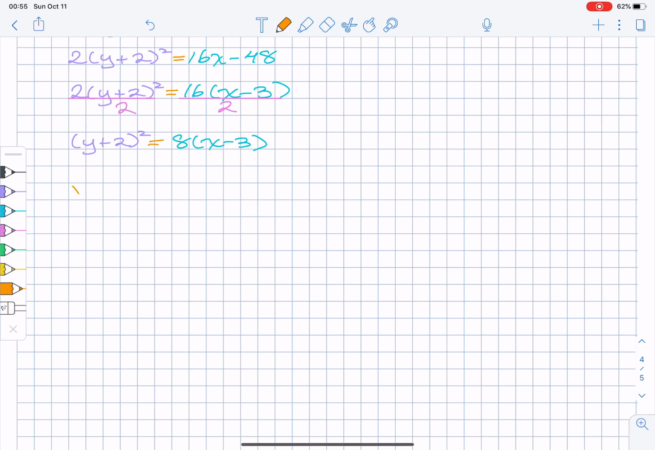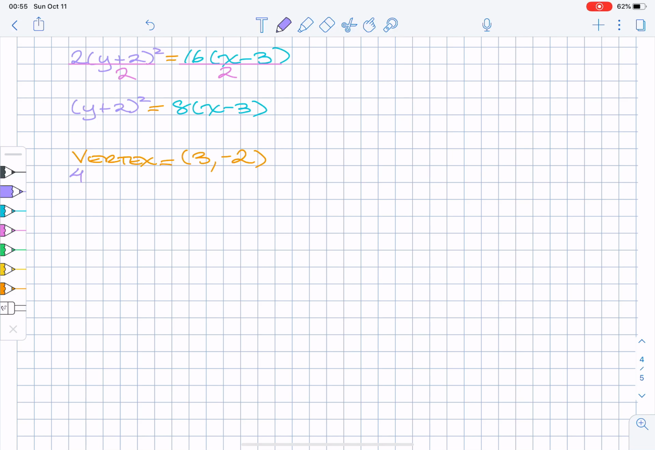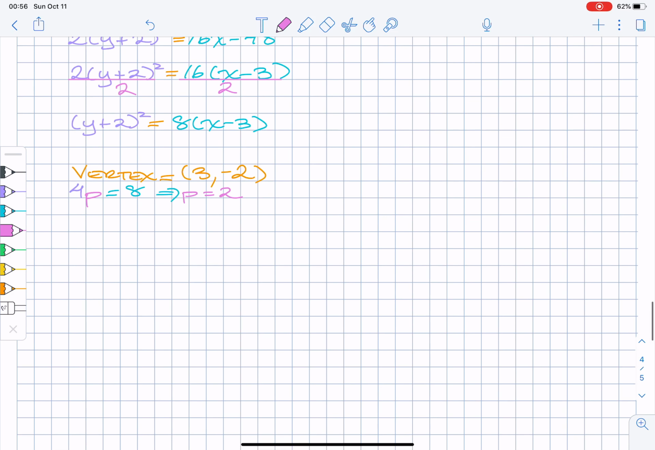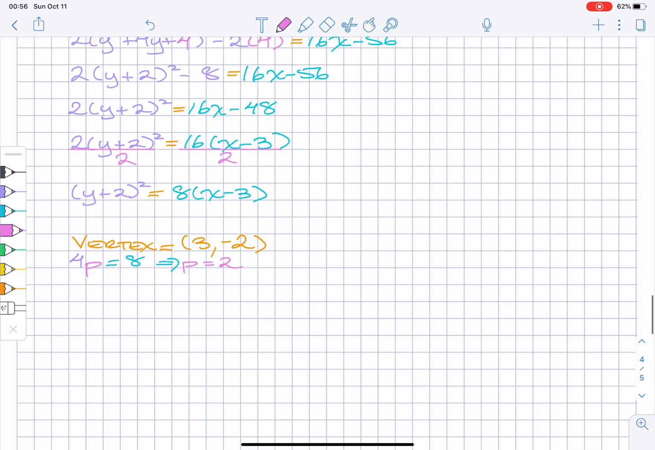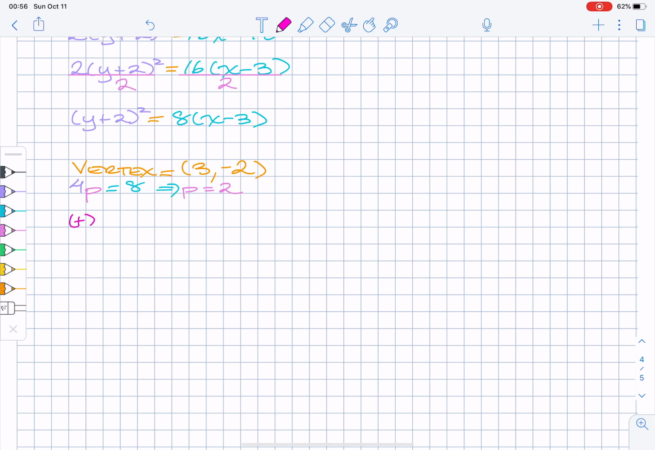So I claim the vertex will be what's with x, which is a positive 3, and what's with y, which is a negative 2. I claim that 4p is 8, which means that p is 2. Okay, I claim that this is positive, and it's y squared. So since it's positive and y squared, I claim that it opens to the right. Okay, so let's go ahead and plot this.